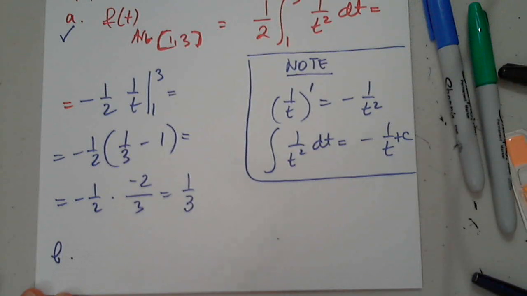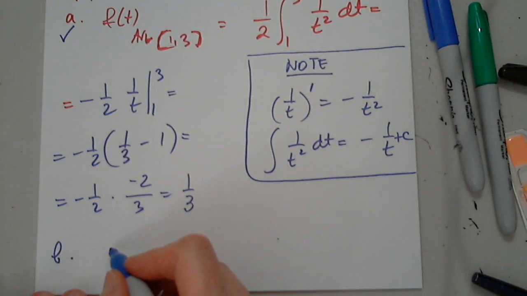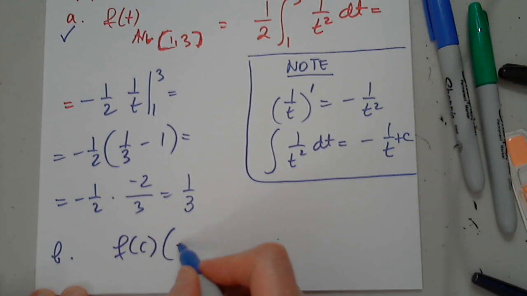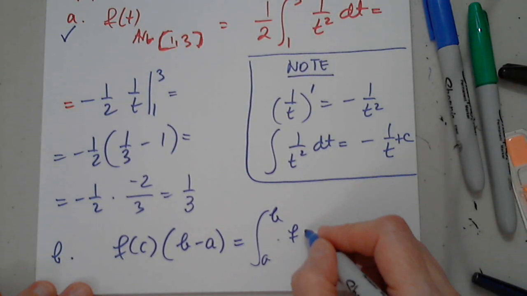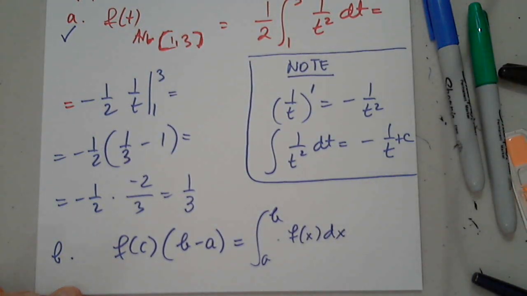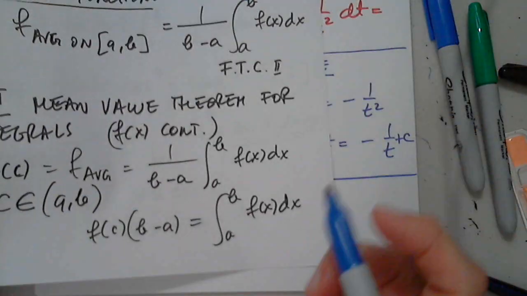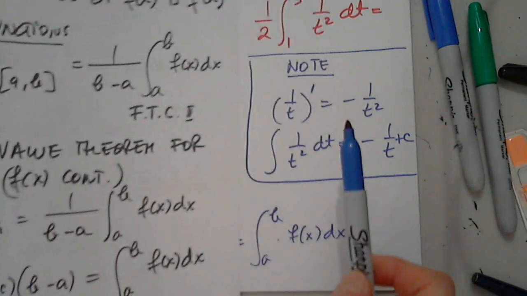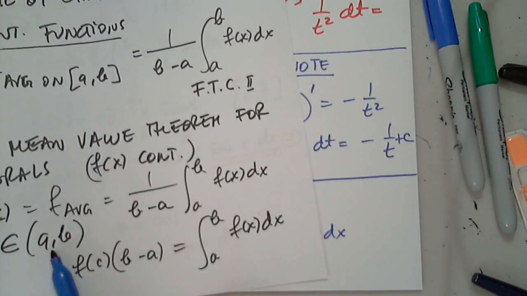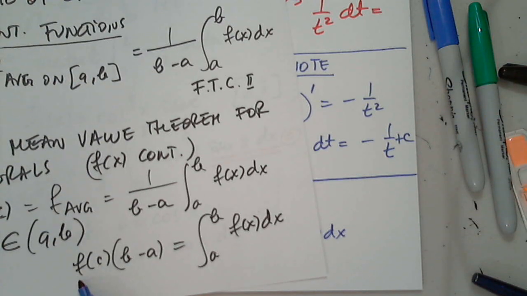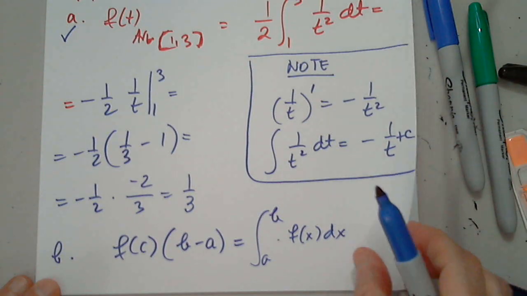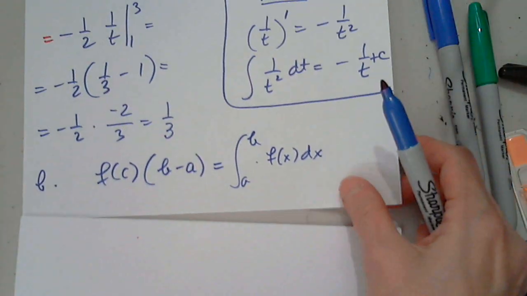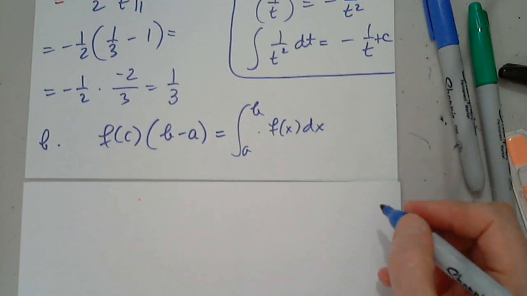In part B, they're asking us to find that c such that f of c times b minus a is the integral from a to b of f of x dx. Okay, so this is what we had a minute or 2 minutes ago. They're asking us to find c in the interval 1, 3. Find c such that this is fulfilled. That's my page 4.